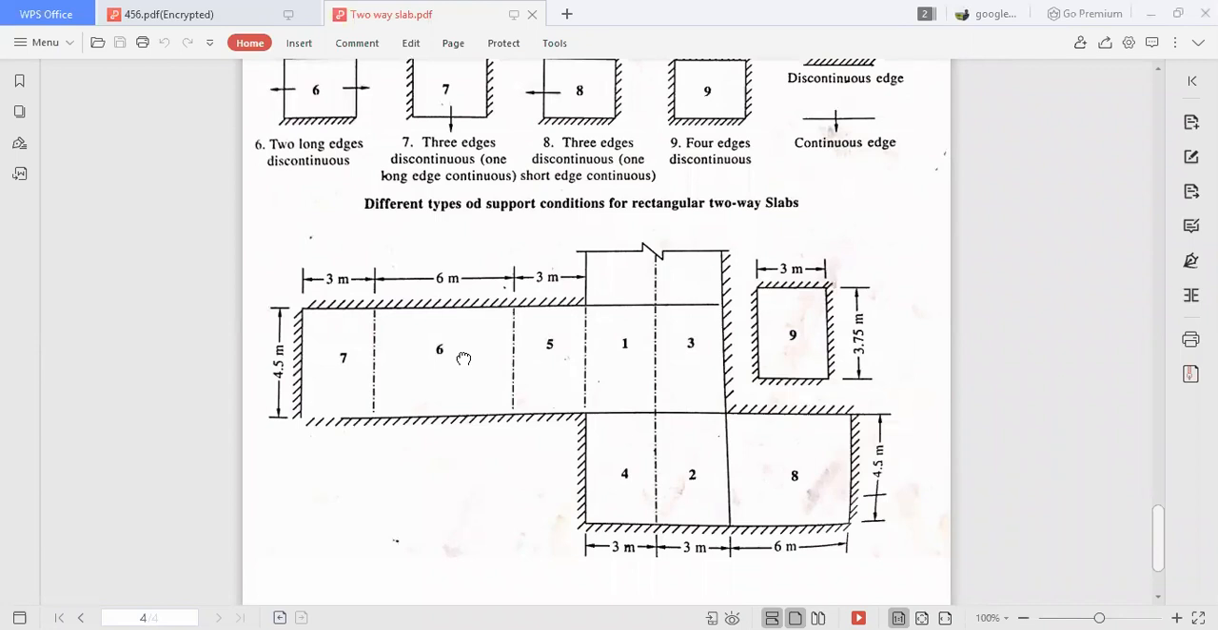For a rectangular slab, we will get two spans. One is shorter, another is longer. In the same way, for the seventh panel, I am calling this 3 meters as short edge and 4.5 meters as long edge. And for this 6 meters, sixth panel, 6 is long edge, 4.5 is short edge.